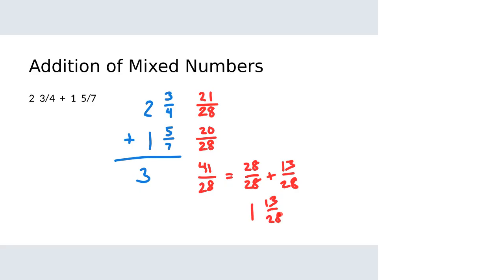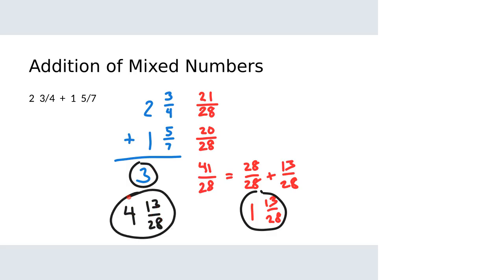And I need to add that. I need to add my 1 and 13/28 to this 3 that I have over there to end up with 3 and 1 is 4 and 13/28. And there's the solution to my problem of adding those mixed numbers together. I don't think any one step in there is complicated, but there is kind of a lot to keep track of. So you want to be patient and you want to be careful as you go through this.